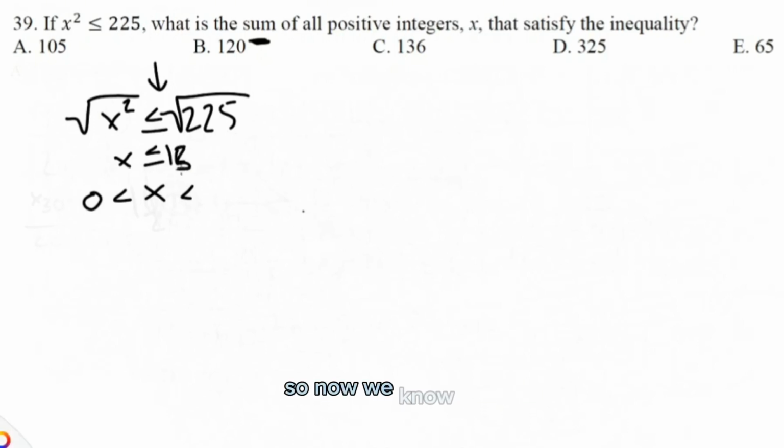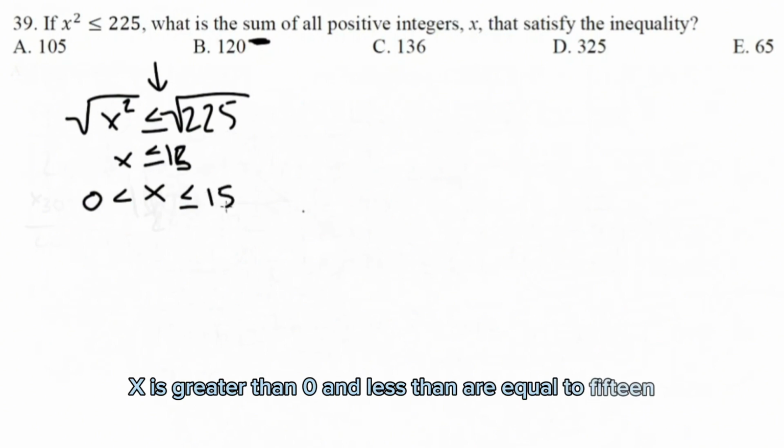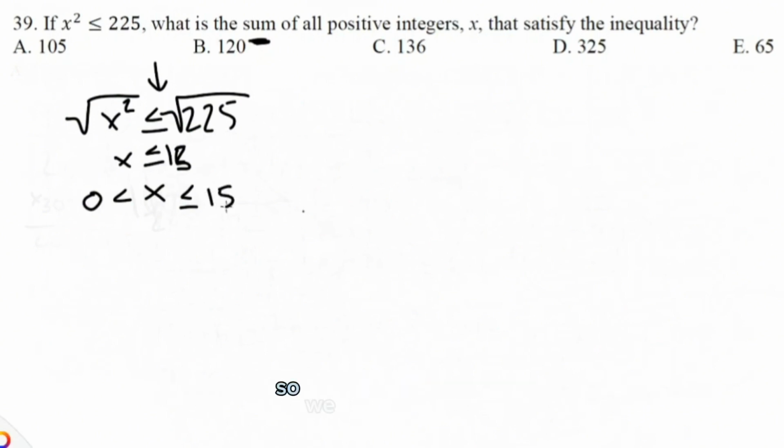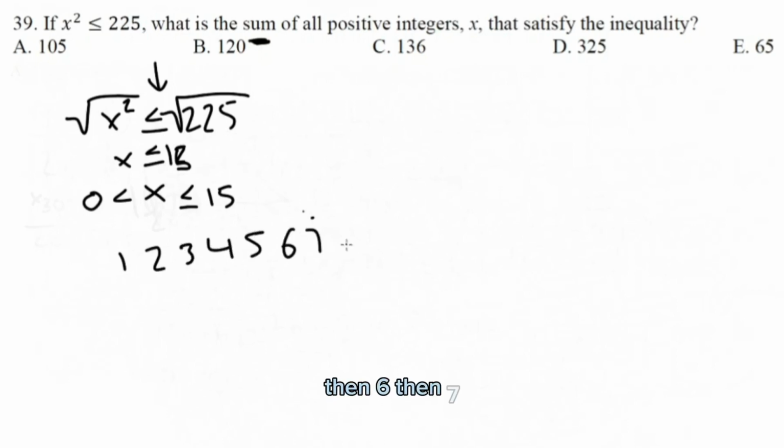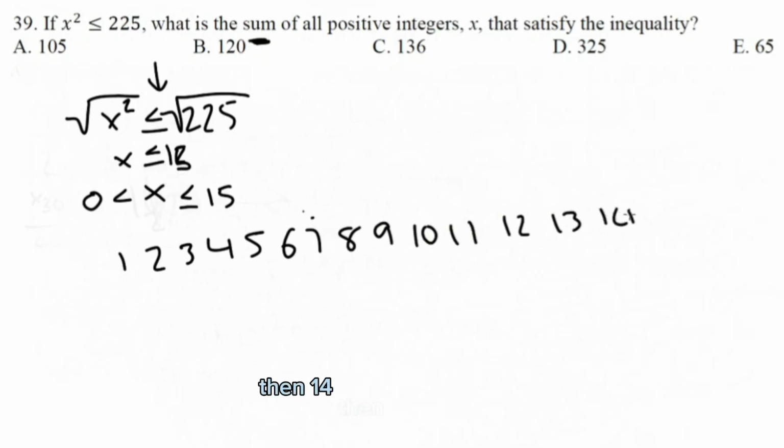Alright, so now that we know that x is greater than 0 and less than or equal to 15, we can find all the numbers. So we can just do 1 is greater than 0, then 2, then 3, then 4, then 5, then 6, then 7, then 8, then 9, then 10, then 11, then 12, then 13, then 14, then 15. Alright, so now let's add all of them.